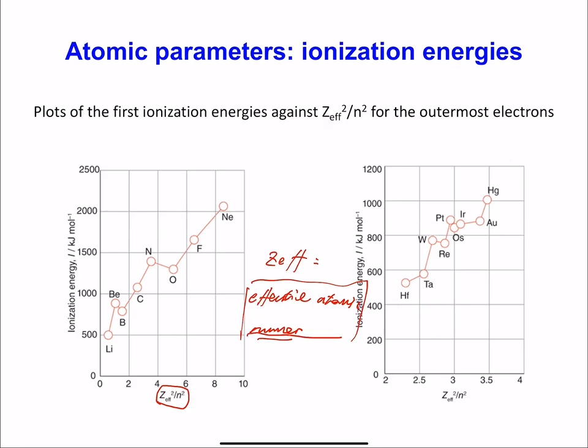You can see the trend here for the third row transition metals in the D block, from hafnium up to mercury. We also see that mainly the trend is increasing ionization energy, but we see some exceptions here. But the main trend is to keep increasing.